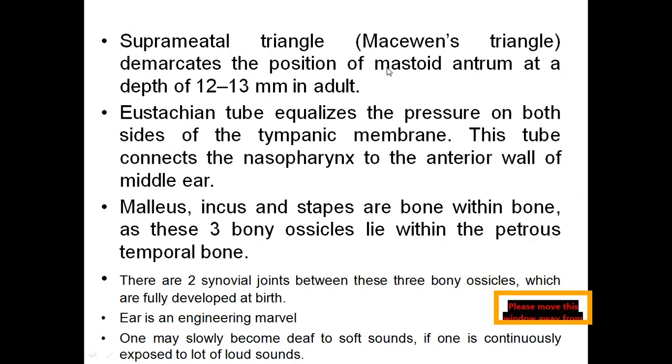The suprameatal triangle, also called McEwen's triangle, demarcates the position of the mastoid antrum at a depth of 12 to 13 millimeters in adults. The eustachian tube equalizes the pressure on both sides of the tympanic membrane.